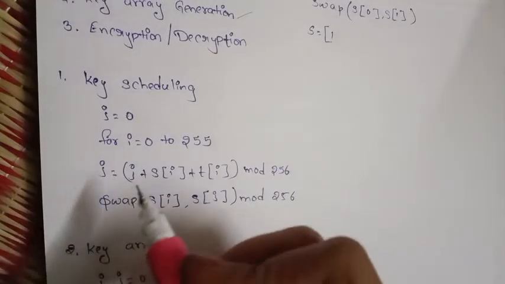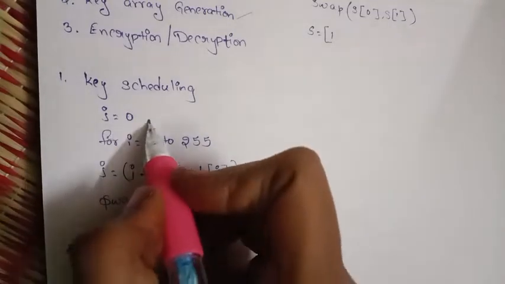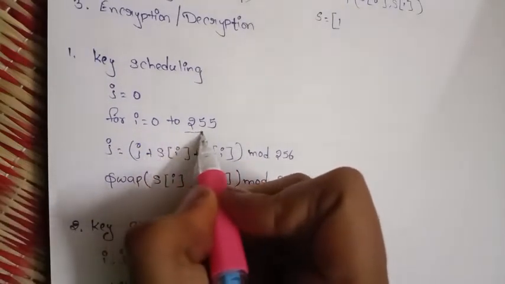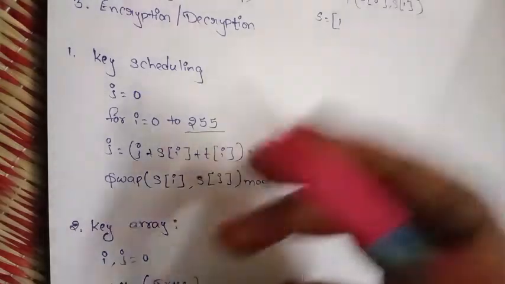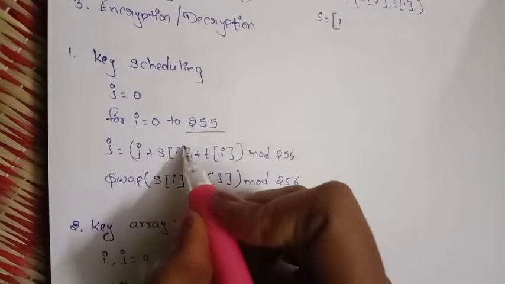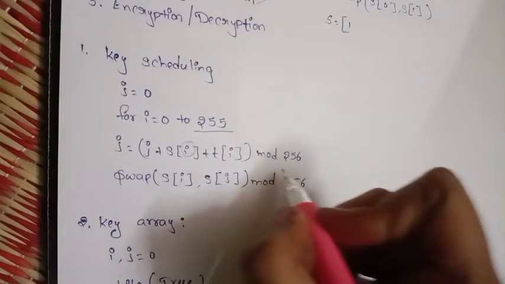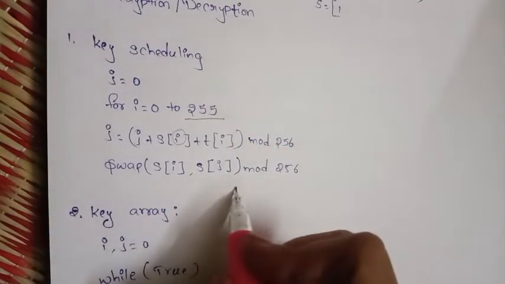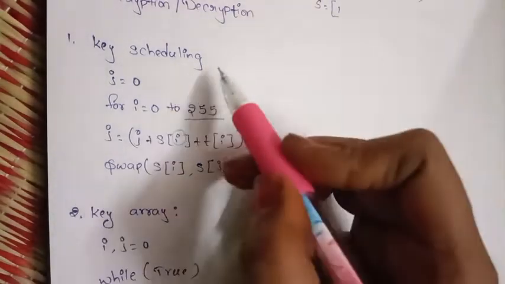Key scheduling means, first of all, initially you need to take j equals 0. Next, for i equals 0 to 255, the length of the bits is up to 255. Next, j equals j plus S[i], that means the value at index i, plus T[i], mod 256. Next, swap S[i] and S[j]. So this is the algorithm for key scheduling.